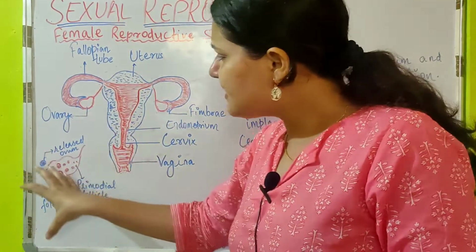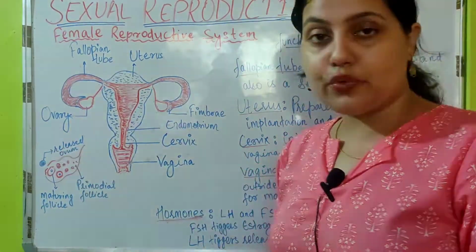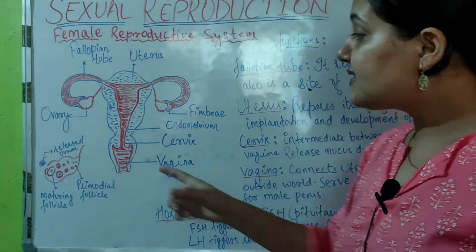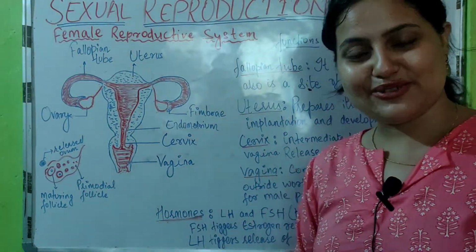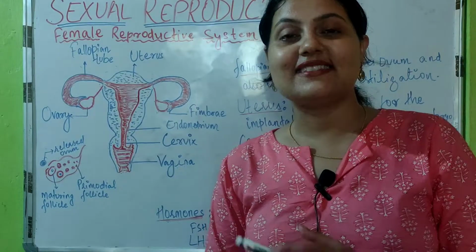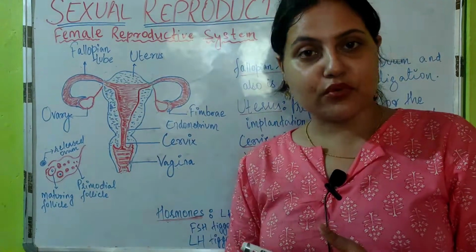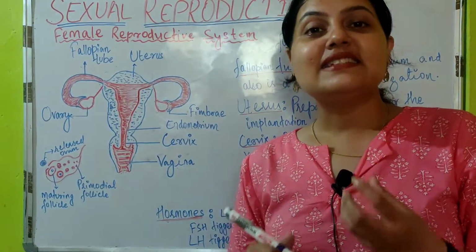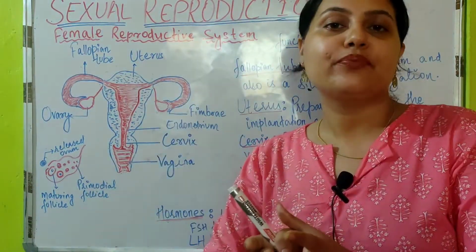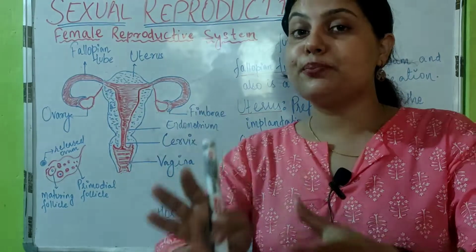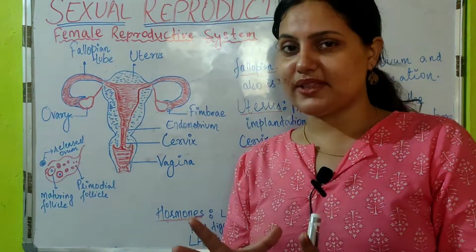Now when we zoom in on the picture of the ovary, you see inside the ovary there are a lot of primordial follicles. What are primordial follicles? They are immature eggs. When a girl child is born, she already has the primordial follicles in her ovary. And once she hits puberty, these primordial follicles start maturing every month.